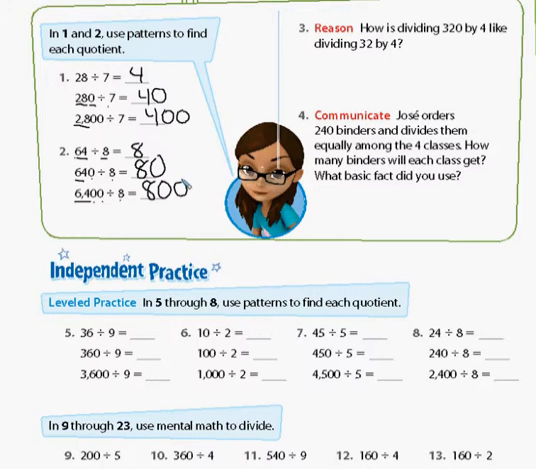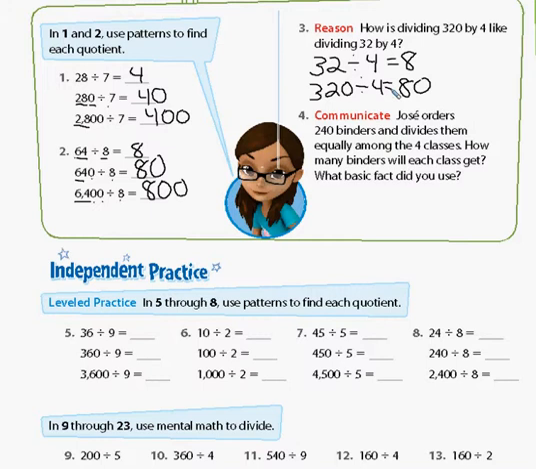So it's just like our problems over here. 32 divided by 4 is 8. So 320 divided by 4 would be 80. Now look at question number 4.